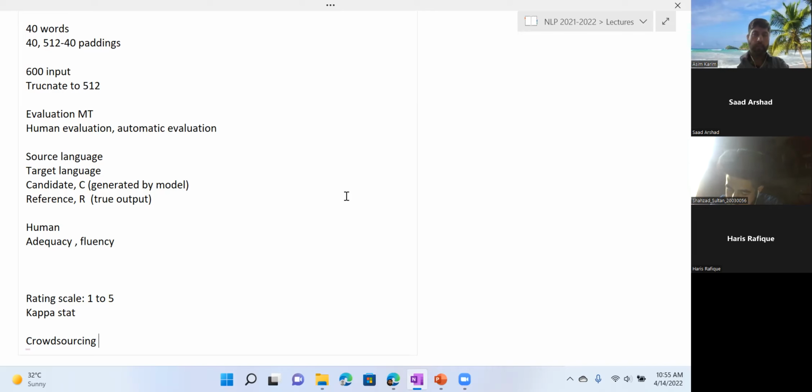Of course, when you outsource it to the crowd, usually the quality of the annotators might be of high variability. Some might be good, some might be really bad. So you need to do deeper analysis and maybe filter out those annotators that always or consistently do bad evaluations.